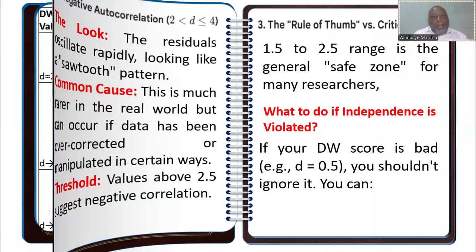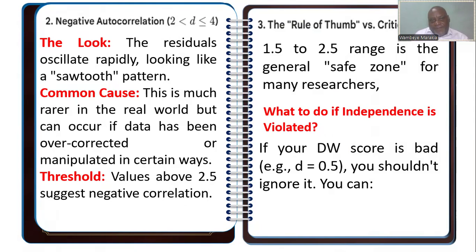Also, there is negative autocorrelation, and the values are above 2 and less than 4. Now, the rule of thumb is that when you get a value from 1.5 to 2.5, we usually say that this range is generally the safe zone for many researchers. But if the values are below 1.5 or above 2.5, then you should be worried about your data.